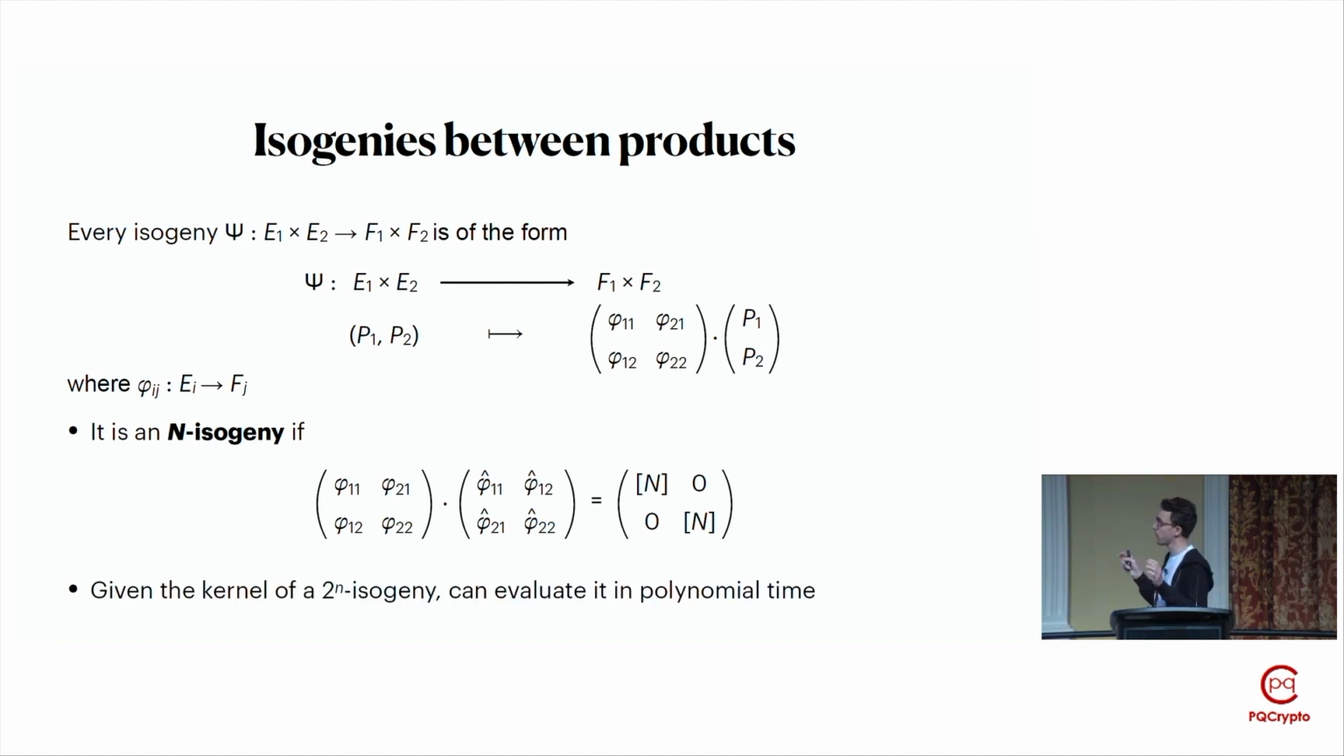And these are the good ones, the special ones, the ones you can compute, at least when n is smooth, when you don't have any large prime factor in n. The most favorable case is when you have a 2 to the n isogeny, then you can compute it in polynomial time.